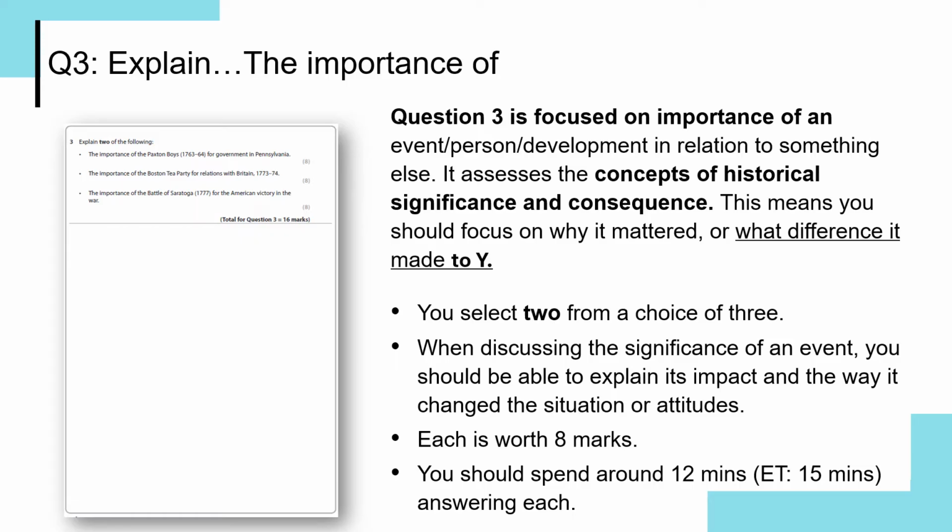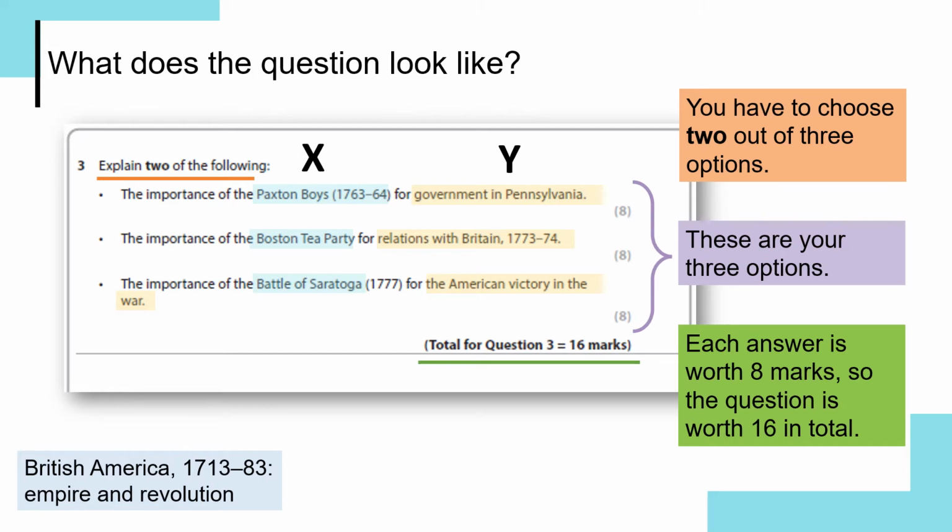You are given 3 options of which you should select 2. When discussing the significance of an event, you should be able to explain its impact and the way it changed the situation or attitudes at the time. Each is worth 8 marks, so you should spend around 12 minutes, or 15 minutes if you have extra time, answering each. It's useful to consider the question in 2 parts, the importance of X for Y.